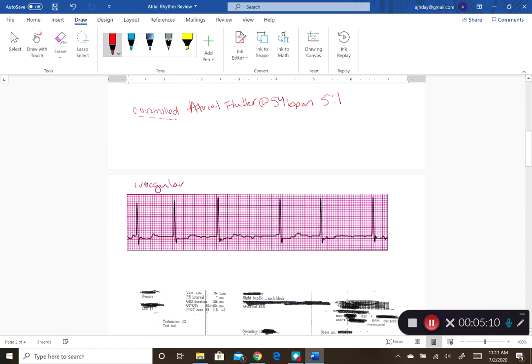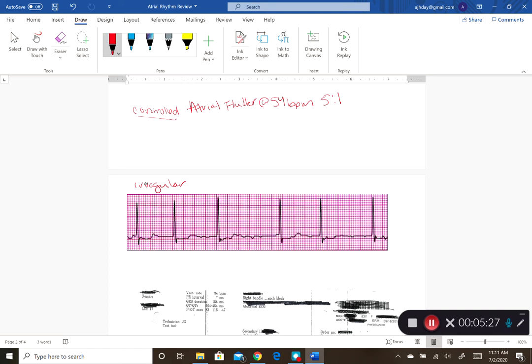So anything that's irregular and narrow, I should already be getting red flags for AFib, because AFib is typically always irregular. It's our only rhythm that is irregularly irregular, meaning that not only is it irregular, but there's no pattern to it at all.